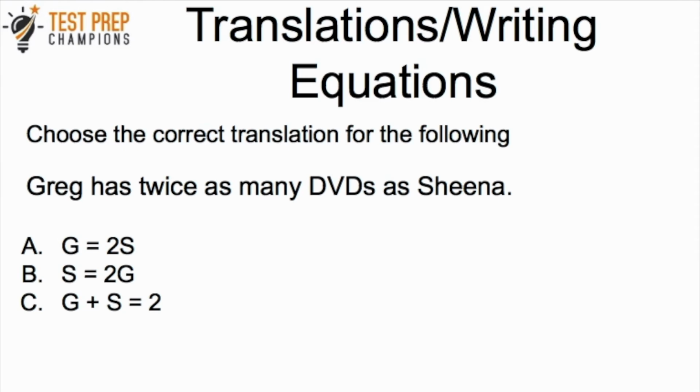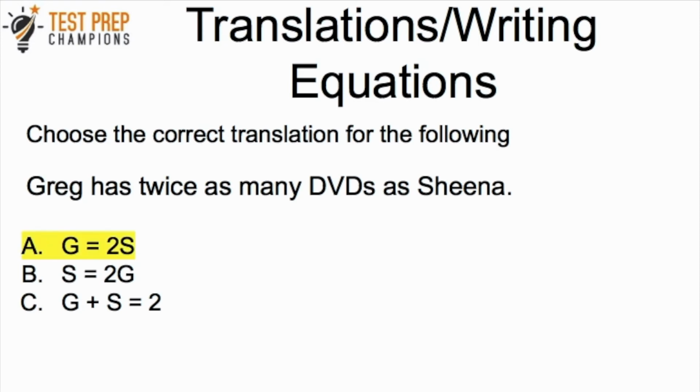Okay, so here's another one now. Choose the correct translation for the following. Greg has twice as many DVDs as Sheena. You're given A, B, and C. Pause the video. It should go without saying now. Try this out and we'll go over it.